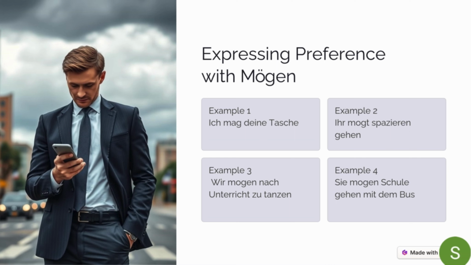With wir, we see the conjugation of mögen with the personal pronoun wir retains the infinitive form, mögen. Example 4. Sie mögen mit dem Bus zur Schule gehen. You like going to school by bus. Here we have mögen retaining its infinitive form, where we are using the personal pronouns sie and wir.